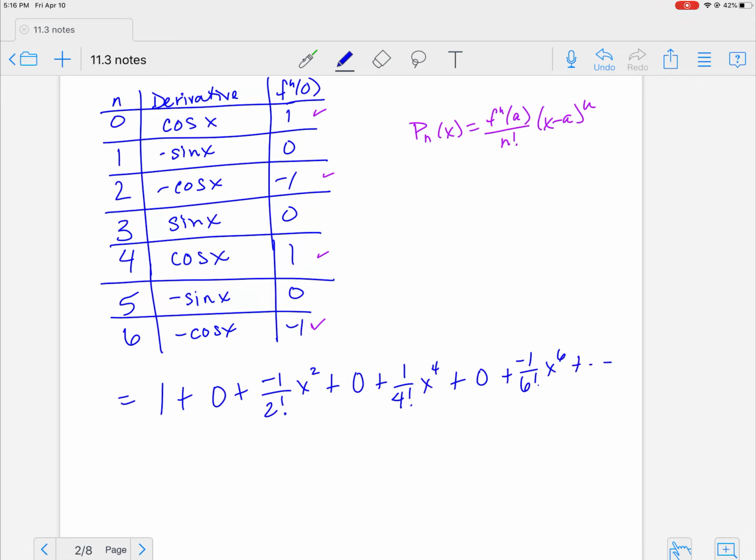And then it goes more from there, right? So x minus 0, this is the same thing as x minus 0 squared, right? And so on and so forth.